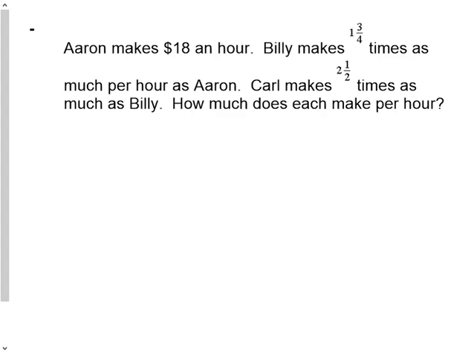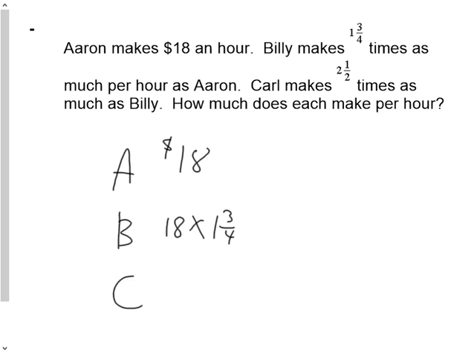Your last two questions were your story problems. This is: Aaron made $18 an hour and Billy makes 1 3/4 times as much per hour as Aaron. Carl makes 2.5 times as much as Billy. How much does each person make per hour? So set it up with an A, B, and C. Put Aaron as $18. Now Billy makes 1 3/4 times as much as Aaron.